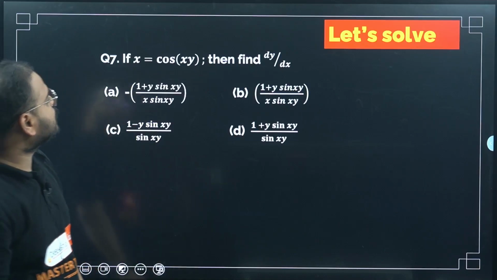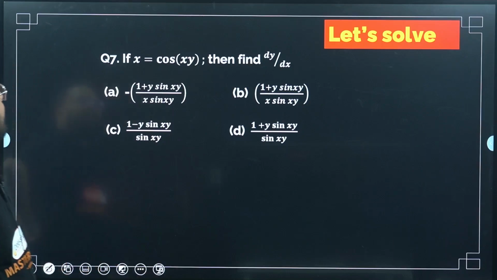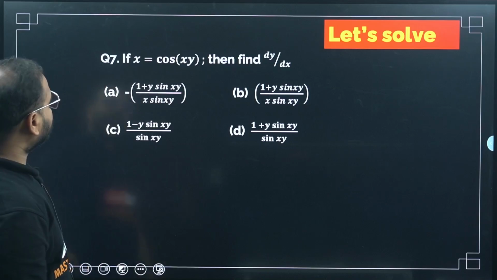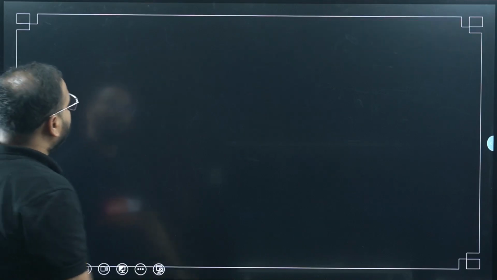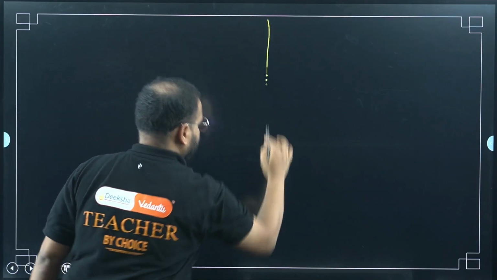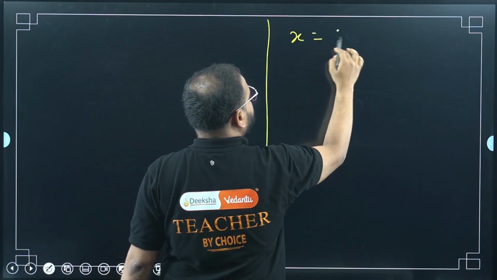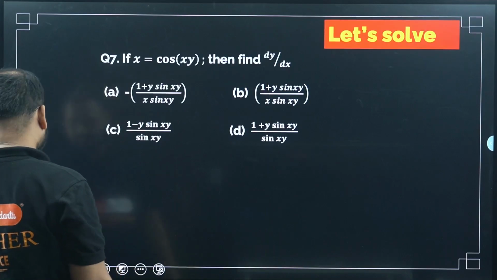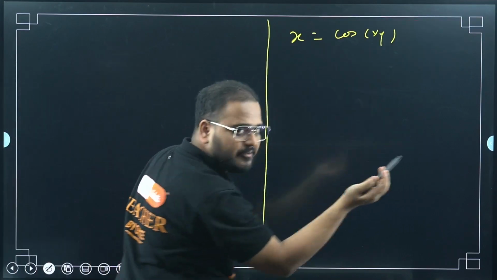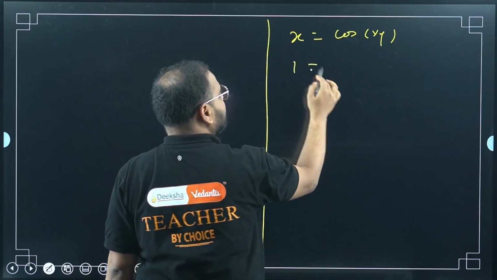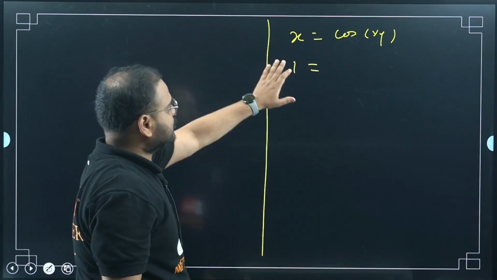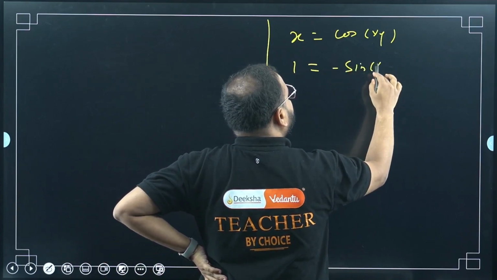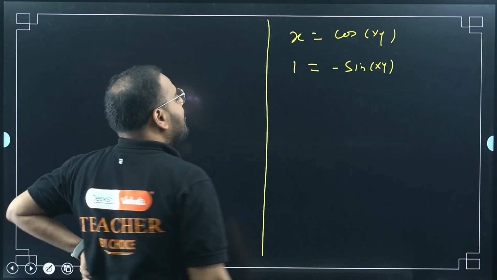Moving on to the next problem, the 7th one. x equals cos of xy. Find dy/dx. Let's do it. Please check, yes, the question is right. I'm going to differentiate both sides with respect to x. Differentiation of x with respect to x is 1 only. What about this? Minus sin xy.